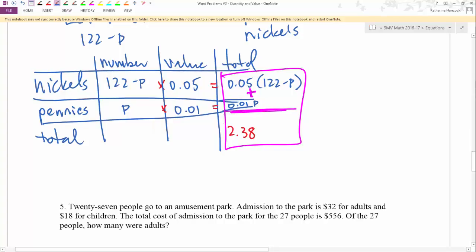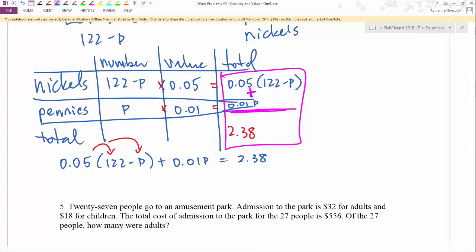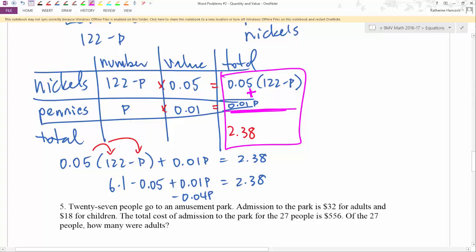So my equation is going to be 0.05 bracket 122 minus P close bracket plus 0.01P equals 2.38. We're going to distribute, and I get 122 times 0.05 gives me 6.1 minus 0.05P plus 0.01P equals 2.38. Combine this, I get 0.04P. All I did was combine. Oh, that's supposed to have a P. My bad.